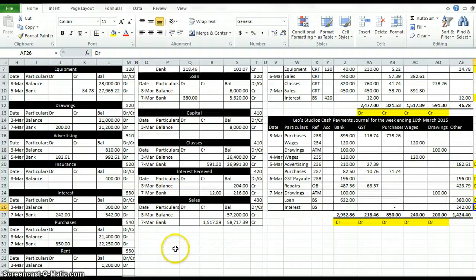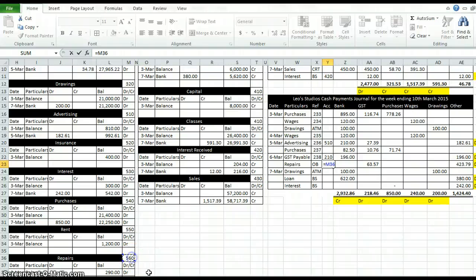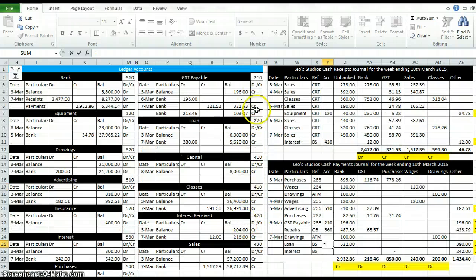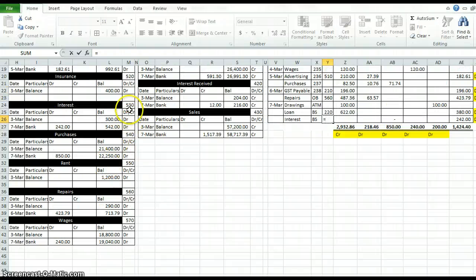We'll see that soon. Before we finish though, this part, we need to put the chart of accounts numbers in for the others. So we've got advertising, type equals, find the chart of accounts. Here it is, 510. GST payable equals 220. Repairs equals 560. We've got loan equals 220 and interest equals down here 530. A really good reference point.